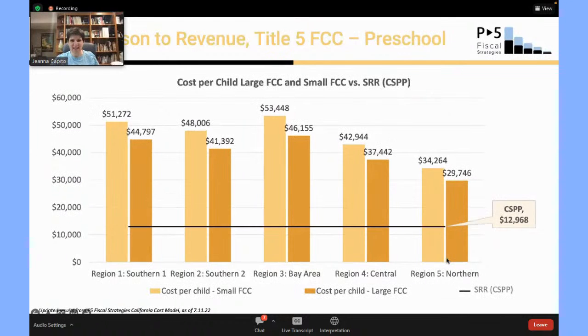All right, so let's take a look at the preschool for the same approach. And this obviously is 3s and 4s together, looking at the cost per child here for preschool age children, and then the available payment rate under Title V or CSPP is the 12,000 line here that you see down here.